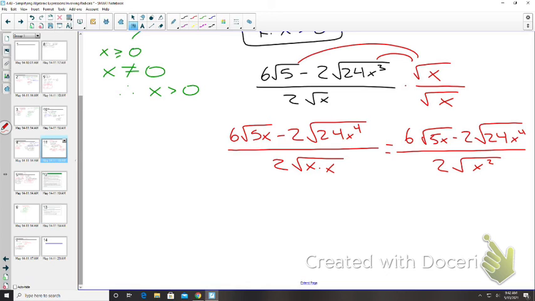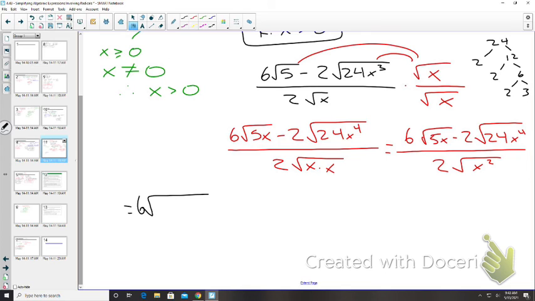Okay, so now let's go ahead and simplify now that we're at this point. 5x is pretty much as simplified as we can get, but we can simplify our 24x. So how do we get to 24? We have 2 times 12, 2 times 6, 2 times 3. So let's rewrite this over here.